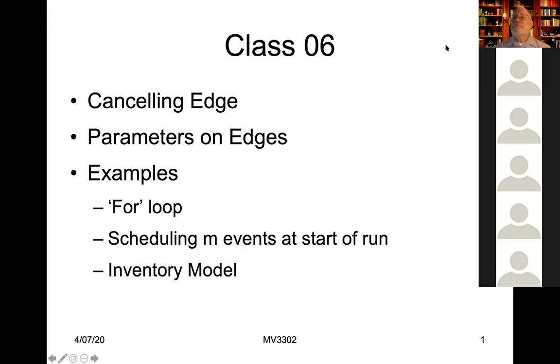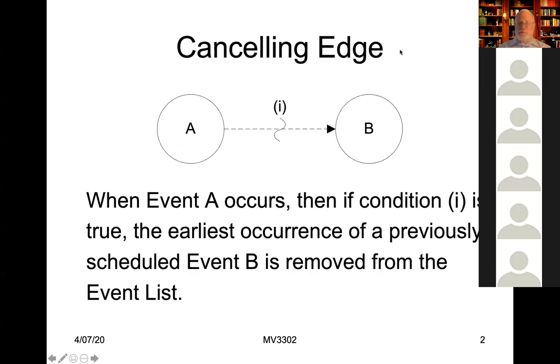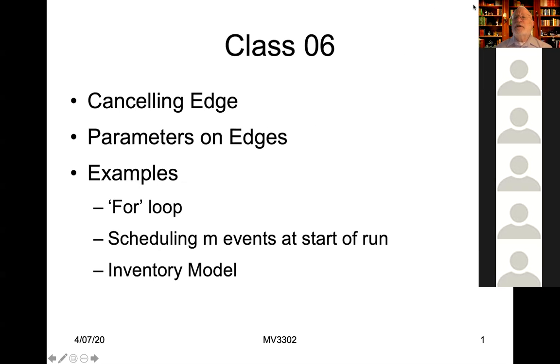Okay. So today, the topics are canceling edges and parameters on edges. Those are the two methodological topics. And then I'm going to give a couple of simple examples that are useful as little building blocks for being able to do certain tasks when a model calls for it. And then we're going to look at a model of inventory which uses this parameters on edges concept. Okay, so here we go.